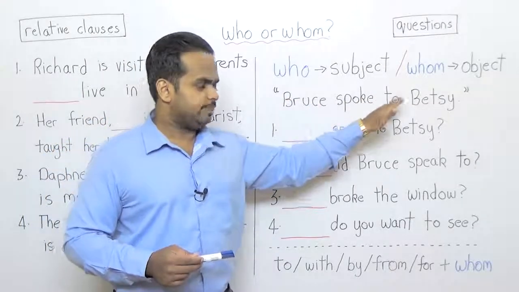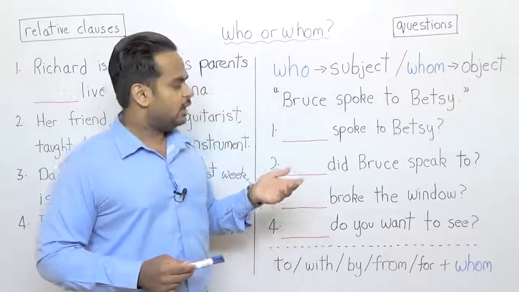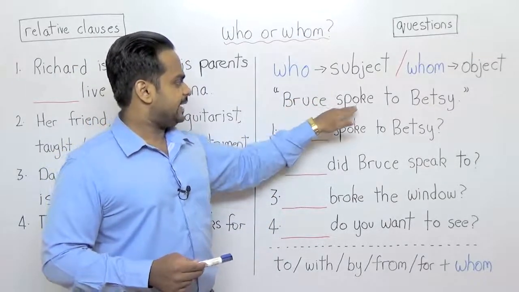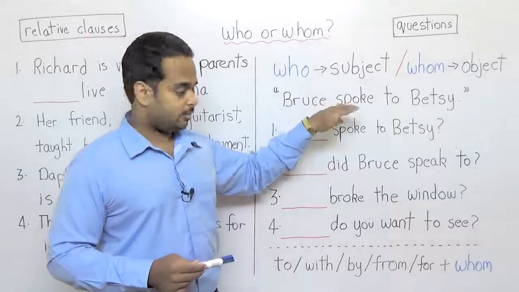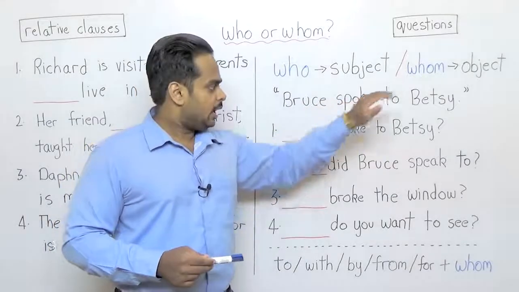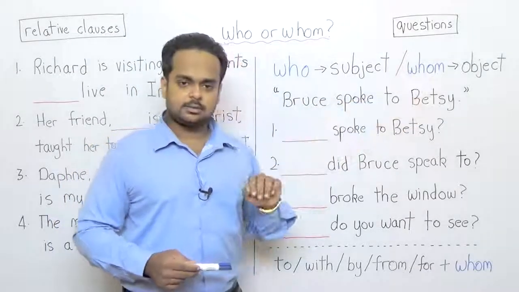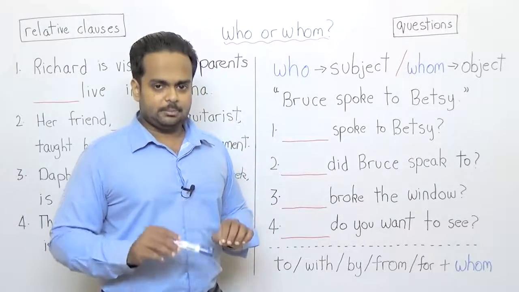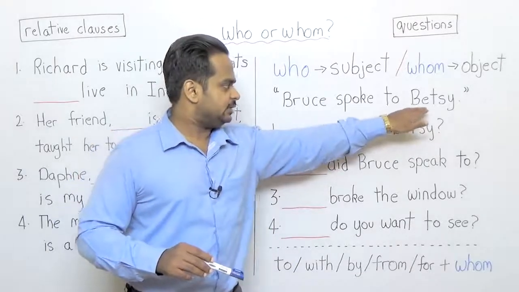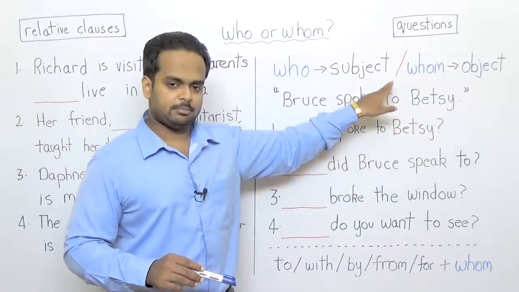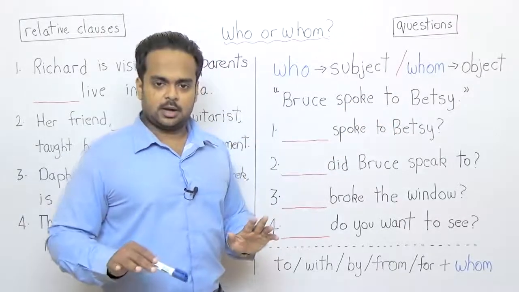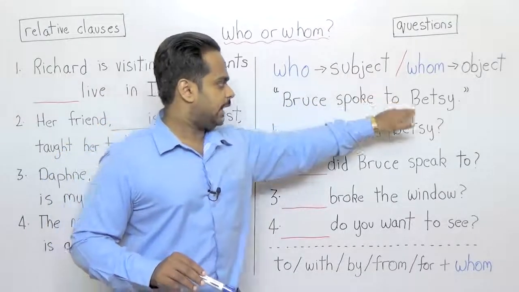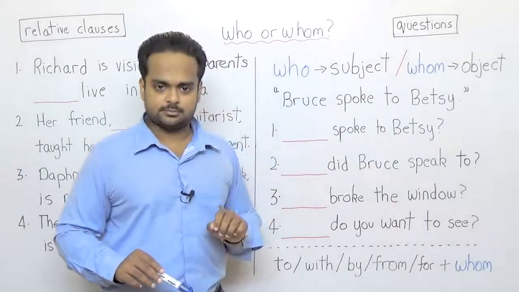Bruce spoke to Betsy. In this sentence, we say that Bruce is the subject because Bruce does the action, which is speak, past tense, spoke. And Betsy is the object because Betsy receives the action. Now, some people might argue, is Betsy really the object because there's a "to", which is a preposition here? But you don't have to worry about that. For the purpose of this sentence, we'll say that Bruce is the subject and Betsy is the object.